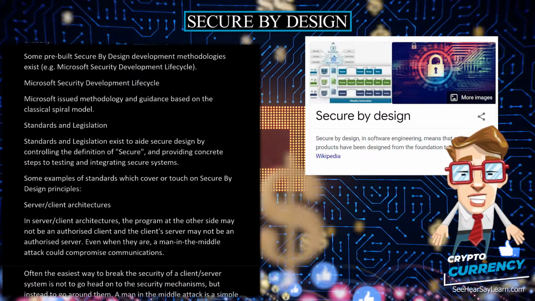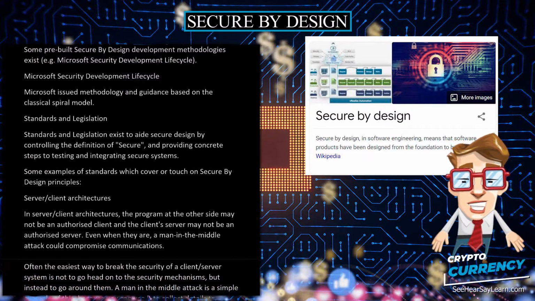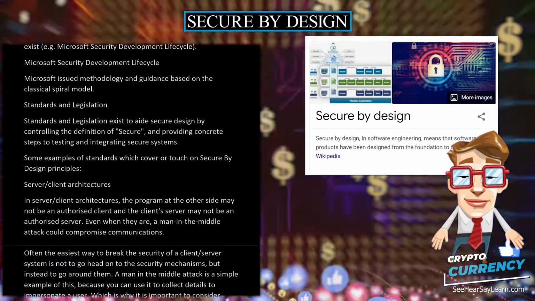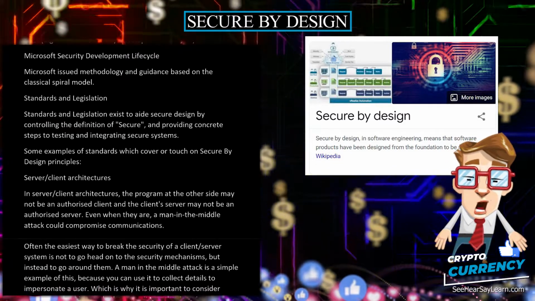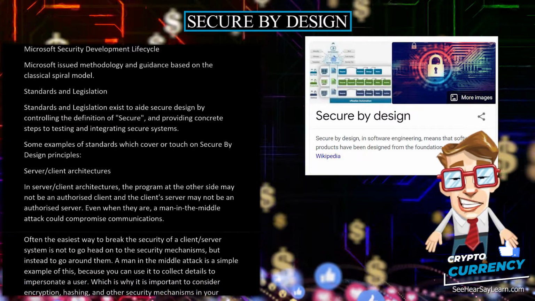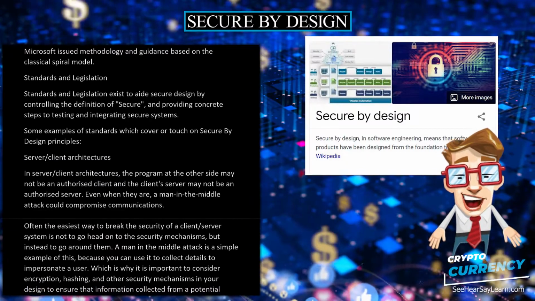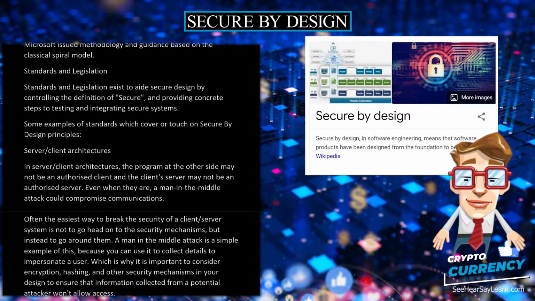Standards and legislation. Standards and legislation exist to aid secure design by controlling the definition of secure, and providing concrete steps to testing and integrating secure systems. Some examples of standards which cover or touch on secure by design principles.